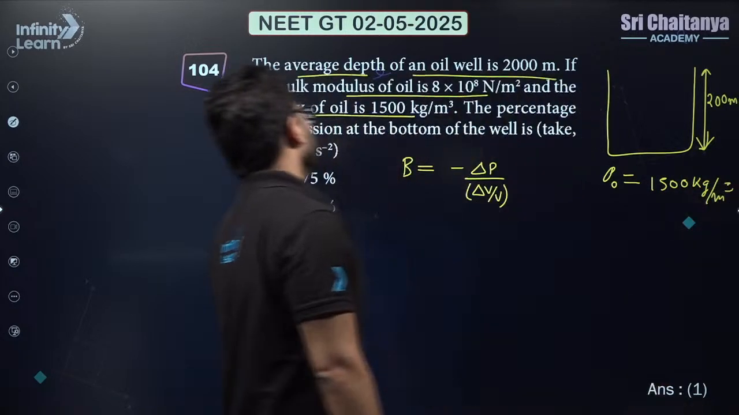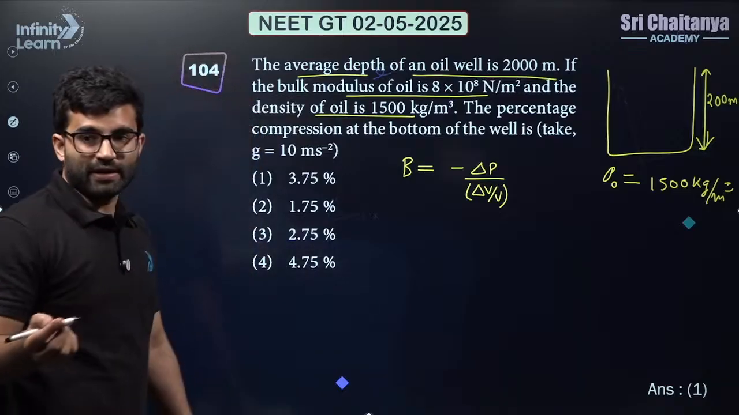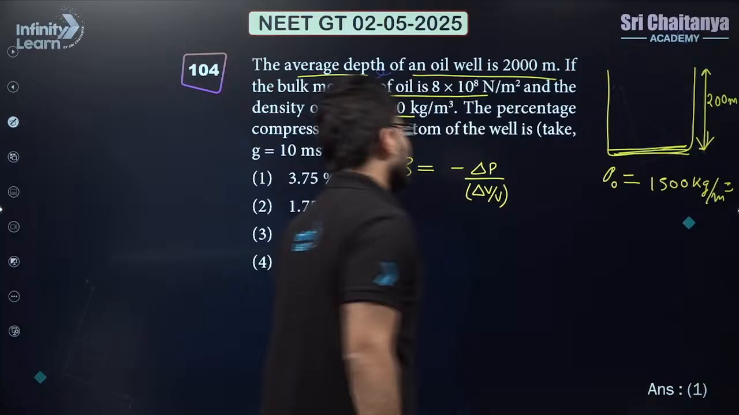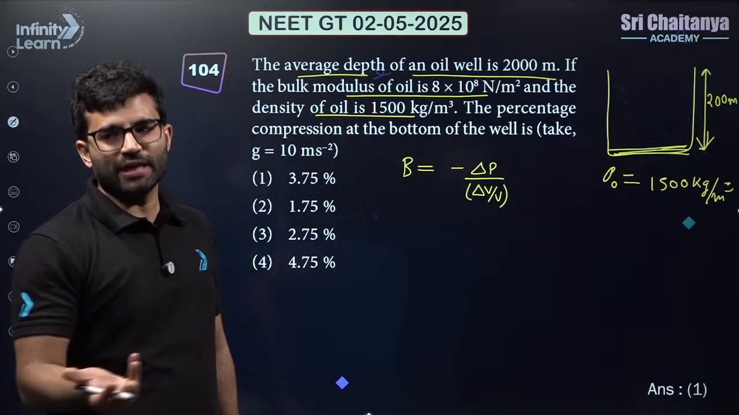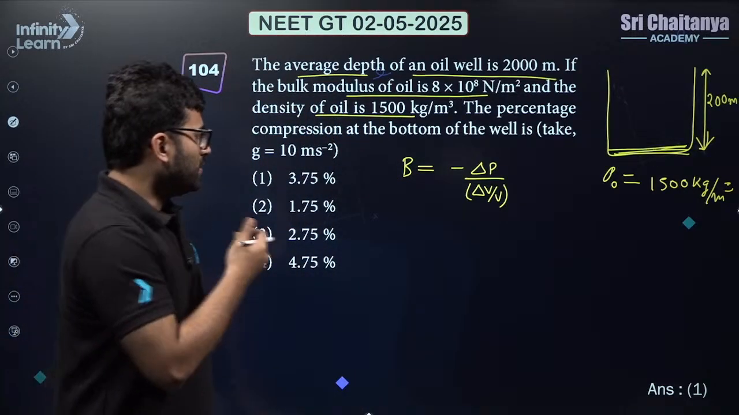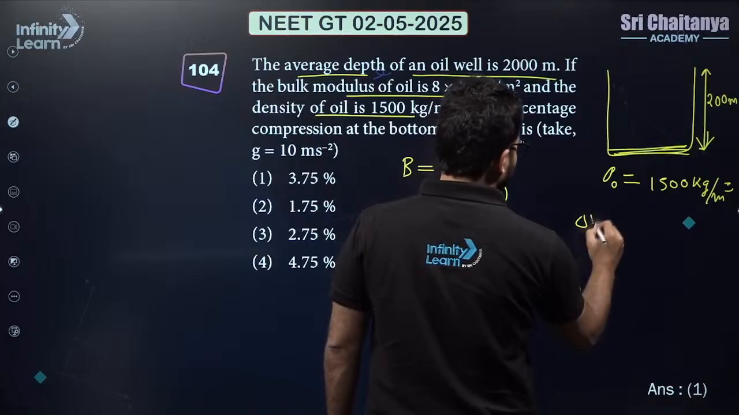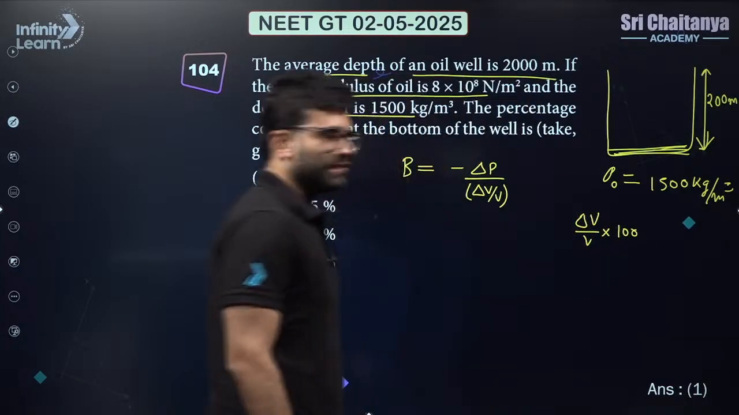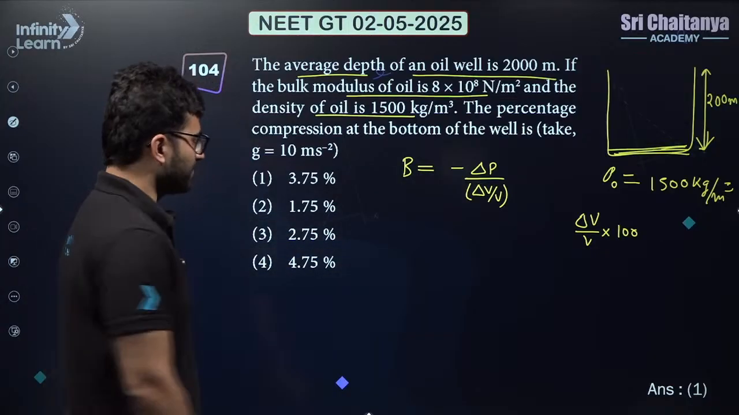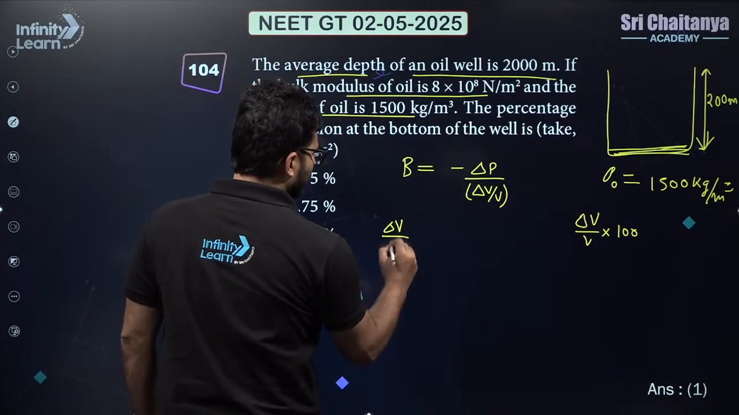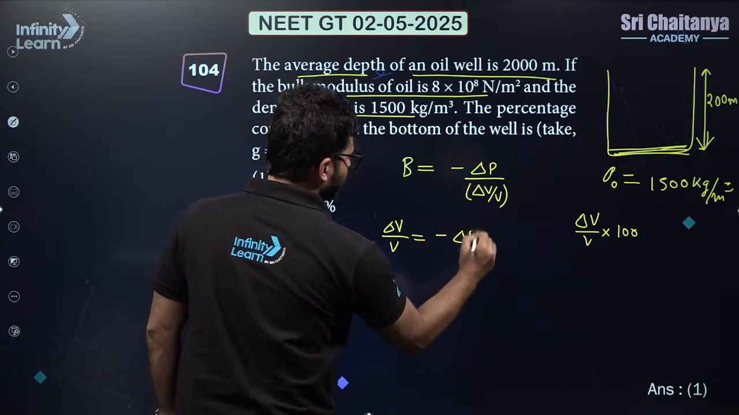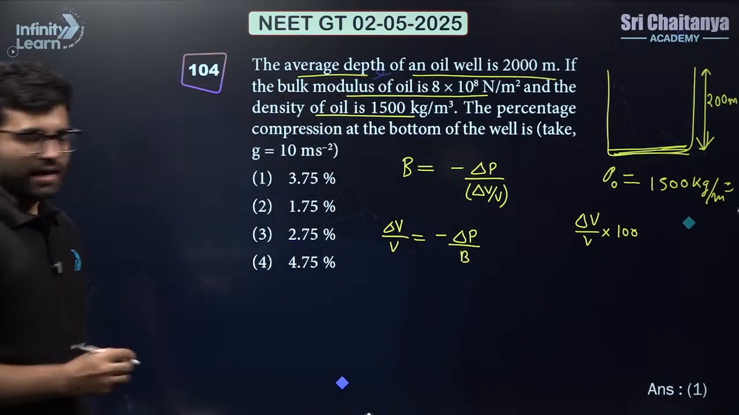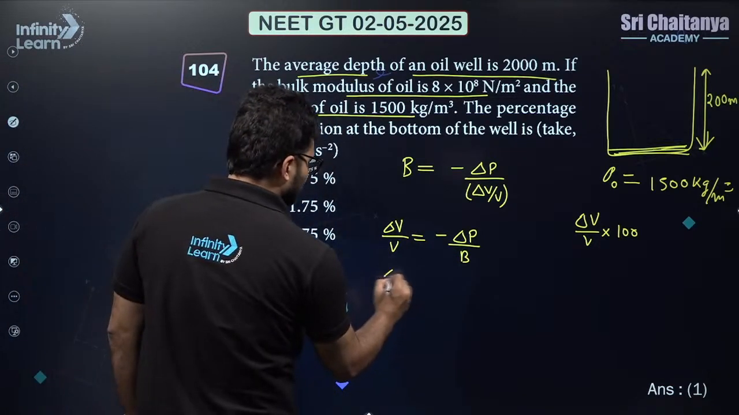The percentage compression at the bottom of the well is, so they are asking what is the compression which is happening here, right? So again, compression means they are asking you delta V by V into 100, percentage compression at the bottom. You can calculate from here. So delta V divided by V is equal to minus delta P divided by B, and I'll multiply by 100 both sides to calculate the percentage.